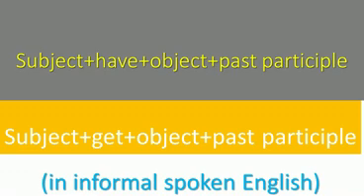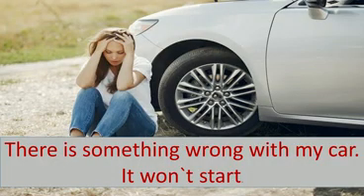Then the second pattern is subject, get, object, past participle. The same structure or the same pattern, but in the second pattern we use get instead of have. This structure is used in informal spoken English. So when you speak, you can use subject, get, object, past participle, or when you write something, you can use the first pattern, subject, have.